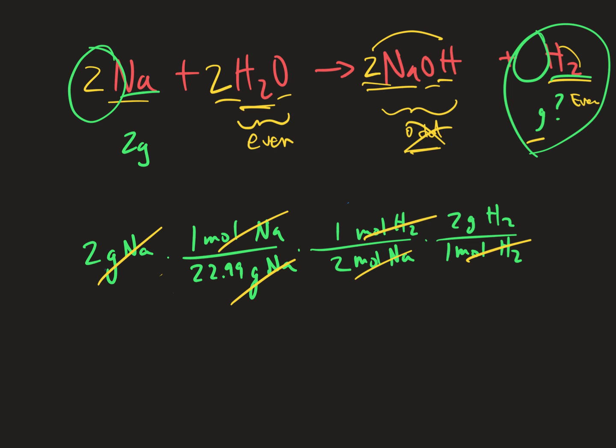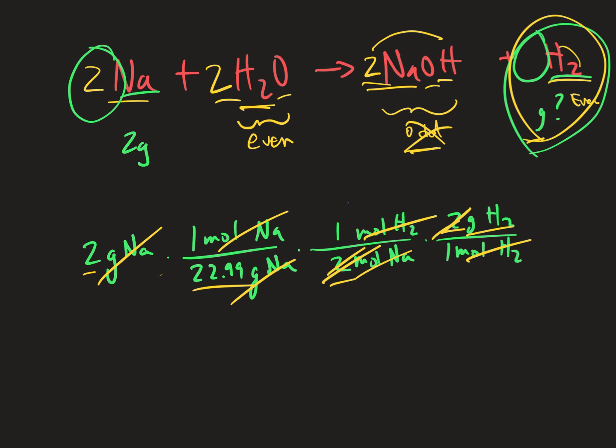So moles of H2 go away. And we're at grams of H2, that's what we're looking for, so that tells us we can stop. Are you following me? Okay. So you go 2 divided by 22.99, divided by 2, multiplied by 2. Can we just cancel some of these 2's out? Yes? Right? It's just a fraction. 2 divided by 2 is 1, so we don't need to worry about that.